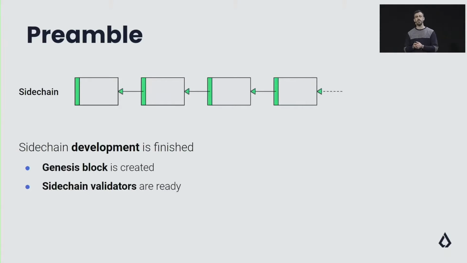Before anything else, a little preamble. If you want to connect a sidechain into the ecosystem, first the sidechain should exist, at least, right? In particular, this means 2 requirements. The genesis block of this sidechain has to be created, the first block of this blockchain to start in the future. And also certain validators for this sidechain have to be ready to start adding blocks on top of this genesis block. Those are the requirements.